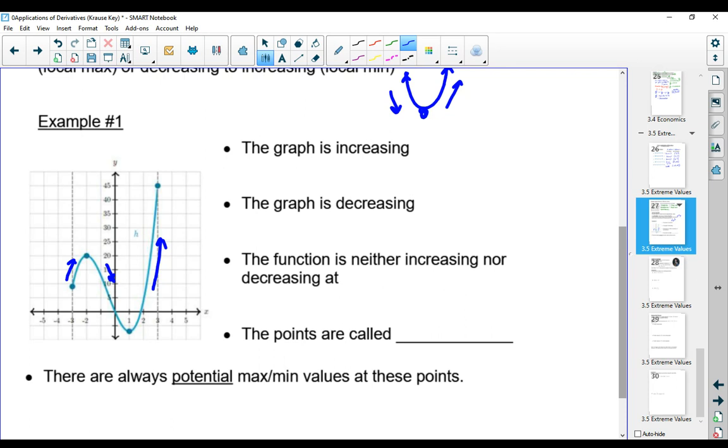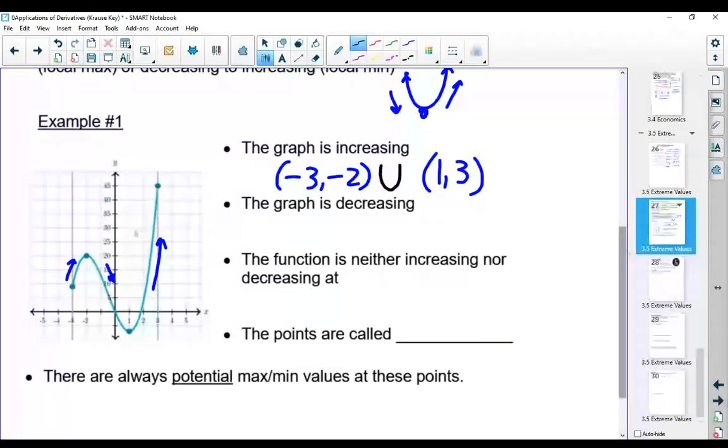Now, if we're writing this out in interval notation, any of those turning points would be considered critical points, so they would not be included. And so we would have the graph increasing from -3 to -2 and from 1 to 3. Now, some people will use set notation where they'll actually put the union symbol in between. But I'm not going to worry about that too much here in grade 12.